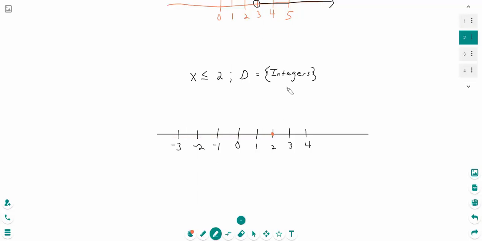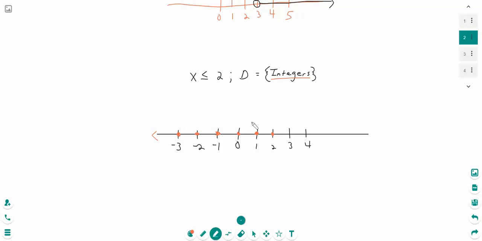Clearly it's not, because if that line that I just had is all the reals, that's all real numbers. Now I only want the integers. Okay? So 2 is an integer. It's a solution. So we're going to put our dot there. 1 would also be an integer, and it's still part of the solution. 1 is less than or equal to 2. 0 is part of the solution. -1 would be. -2 would be. -3 would be. And that's just going forever in that direction.